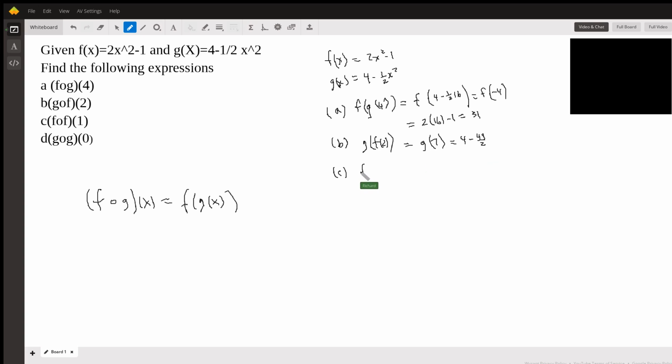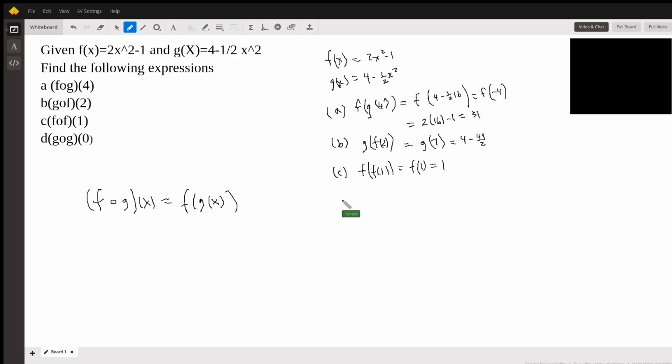C, f of itself. You can take the composite of a function with itself. F of f of 1. Okay, so we carry the outer f. F of 1 is just 2 minus 1, which is 1. And then f of 1 again is just going to be 1.